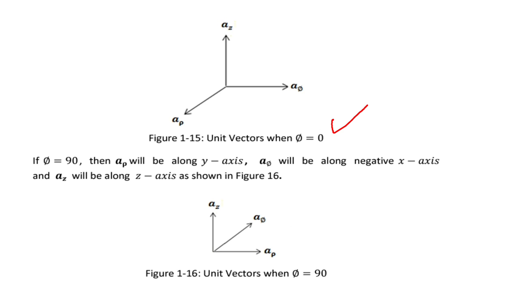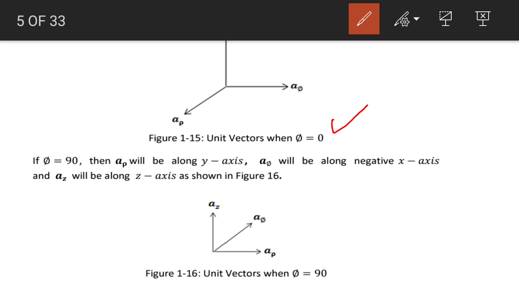So if phi is 0, then the radial line rho will be along the x-axis. If the radial line rho is along the x-axis, definitely the unit vector a rho will be along the x-axis. So in this particular case, a rho will be equal to ax, because a rho makes an angle of phi with respect to the x-axis, and phi is 0, so definitely a rho will be along the x-axis.